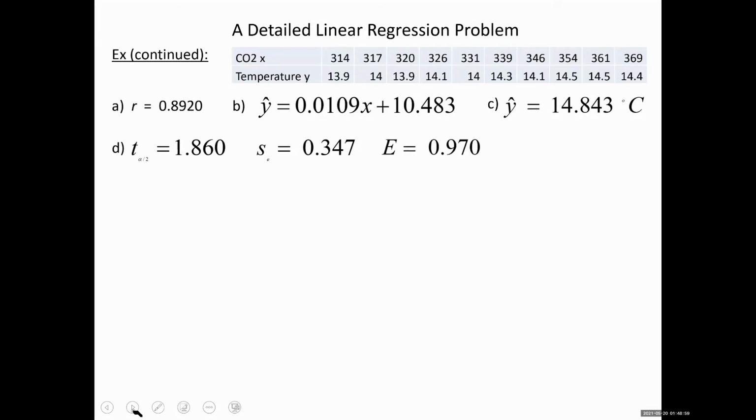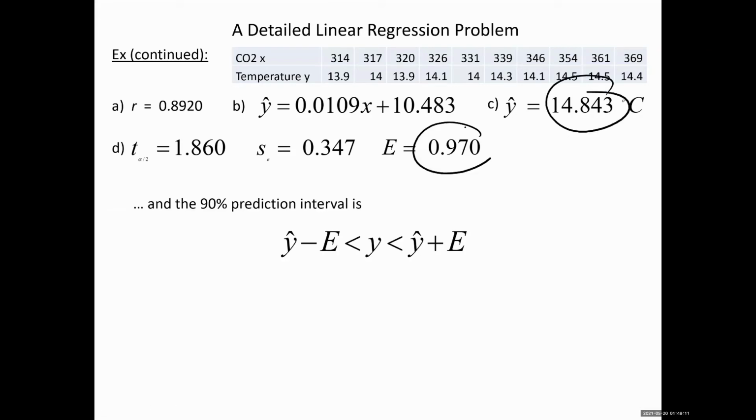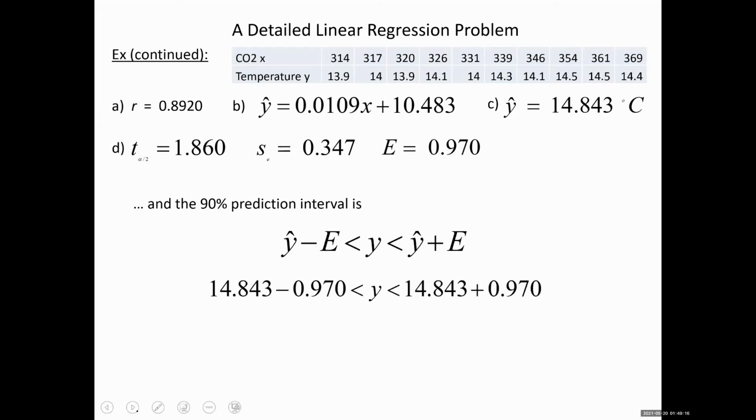And now we can finally build our interval. So how do you build the interval? You take your best one number guess for y, and you add and subtract the 0.970, the margin of error. So the 90% prediction interval, again, you just do y hat minus this and y hat plus this, and put y in the middle. You're saying, I think the average temperature of the Earth is somewhere between these numbers. And there is the prediction interval for this problem.